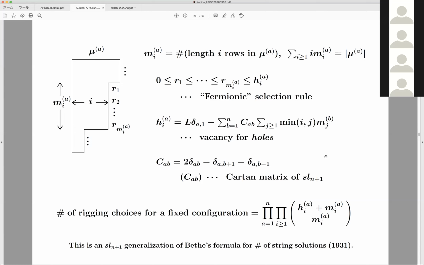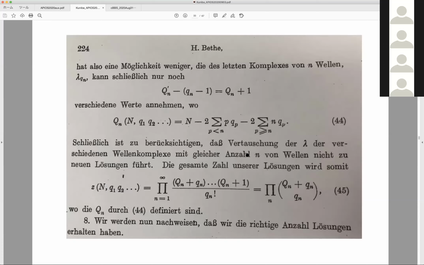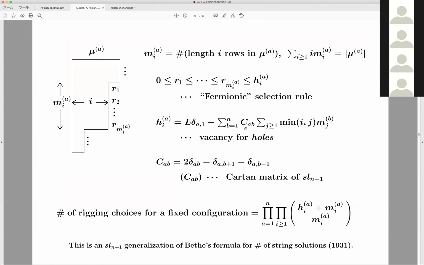Although this looks a bit horrible, it's really a decent generalization of Bethe's formula for the number of solutions in his very original paper. Here is Bethe's paper on page 224. You see that he is trying to count the number of string solutions. And he ends up with a product of binomials of this structure, where this extra addition factor is the system size minus twice the minimum of p and n or something. That's exactly this formula for sl_2, where the Cartan matrix reduces to 2. So this is really a good object in combinatorics.